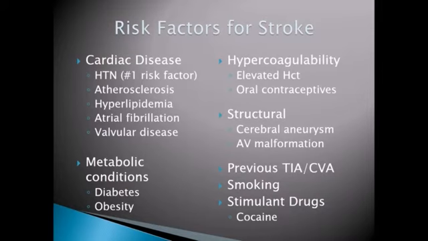So looking at risk factors for stroke, cardiac disease. Hypertension is the number one risk factor. If you can only control one risk factor in a patient, hypertension is where you want to focus on, okay? Atherosclerosis, or the buildup of plaque on the blood vessels. Hyperlipidemia, increased levels of cholesterol and lipids in the blood, which then contribute to atherosclerosis and narrowing of the vessels, which then increases blood pressure. See how all these things tie together?